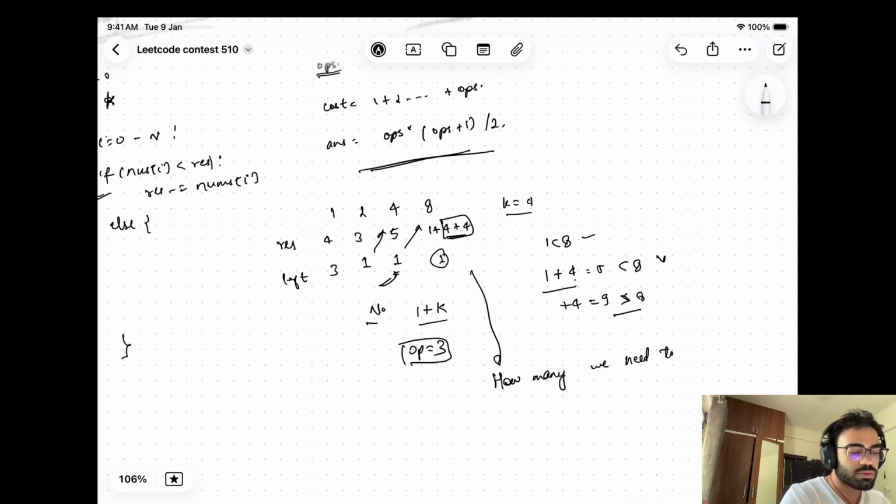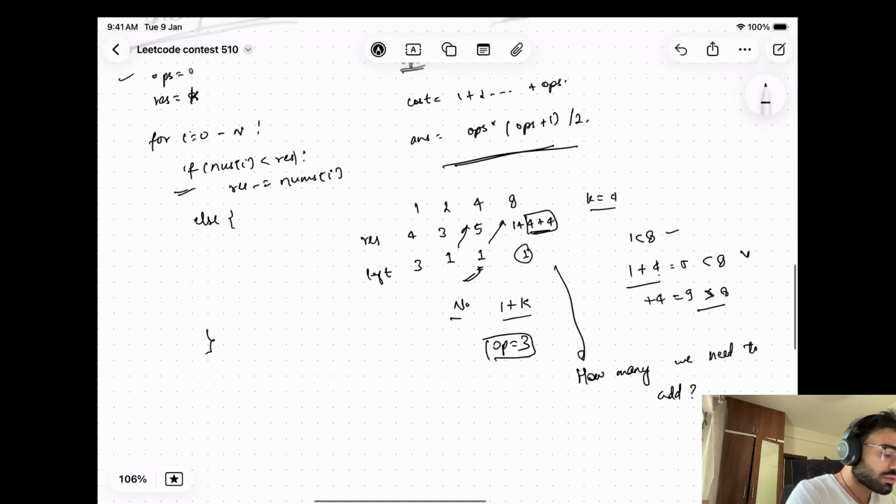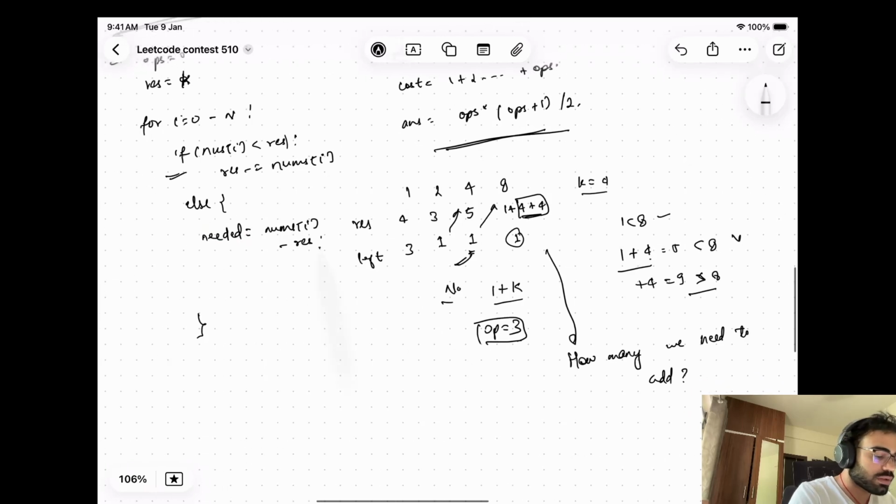How many do we need to add? Okay, so what we are going to do is needed equals nums of I minus what I have till now. So how many operations are required here? Operation required means basically how many times I have to increase k.